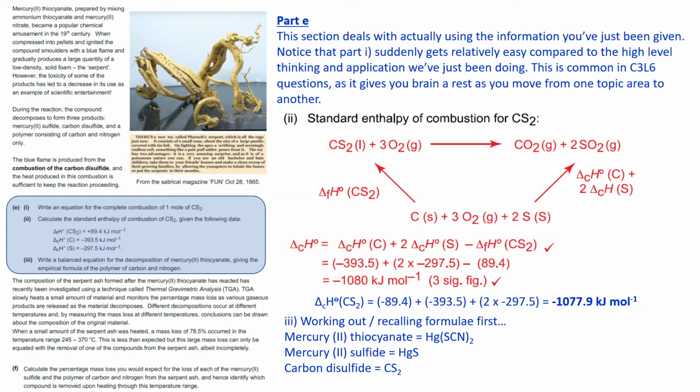Carbon disulfide, we know what it is already, CS2, because the question has told us that. So with a little bit of deduction and playing around with numbers, we can get rid of 2 HgS and a CS2, and what we're left with is C3N4 as our empirical formula.